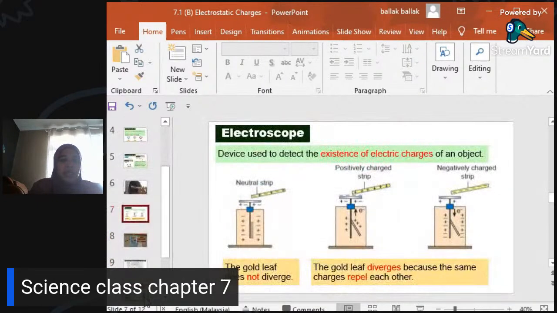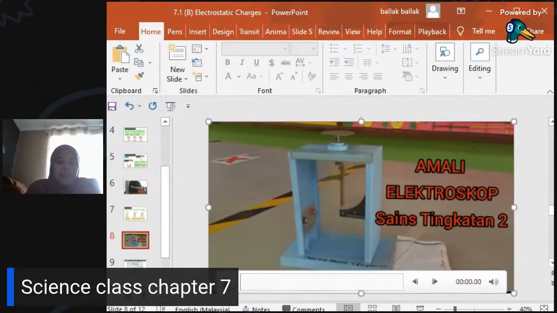Okay, we look at the electroscope. An electroscope is a device used to detect the existence of electric charge of an object. If it's neutral, the gold leaf does not diverge. But if it's positively or negatively charged, the gold leaf will repel because of the same charges, so it will diverge. If it's neutral, then it will not repel. So we look at the next slide.